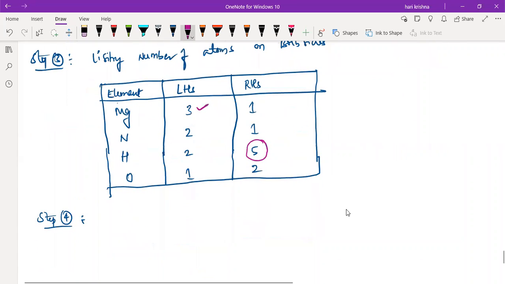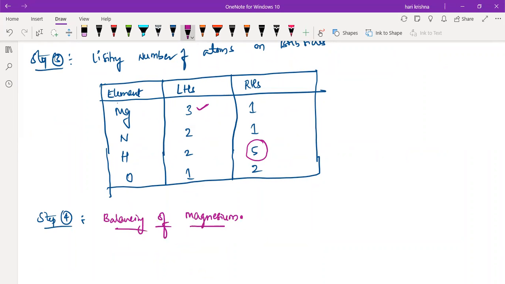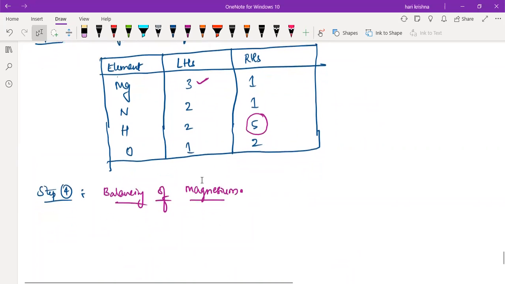Okay. So balancing of magnesium. First of all, step number 3 is clear. Why I'm balancing the magnesium here? Or still anybody has doubts? No doubt, sir. No doubt. But today class is not that much interactive. I feel so. What happened? Is it boring? No, sir. No, sir.